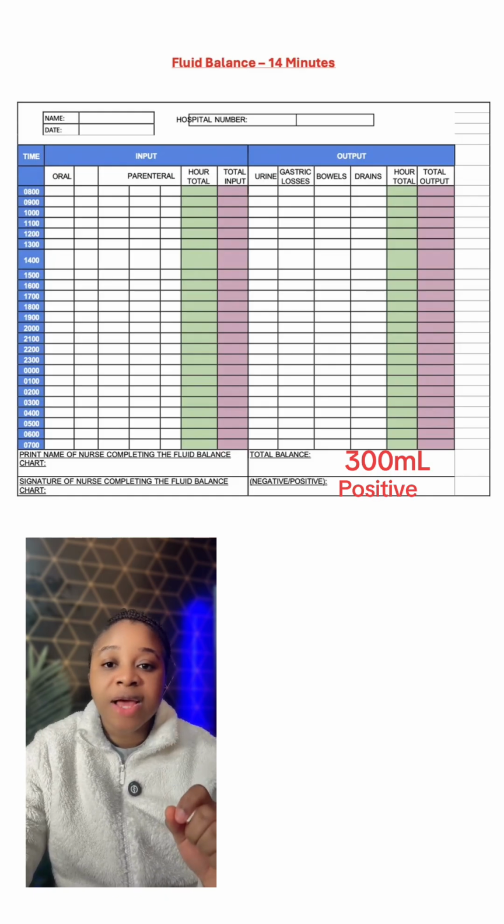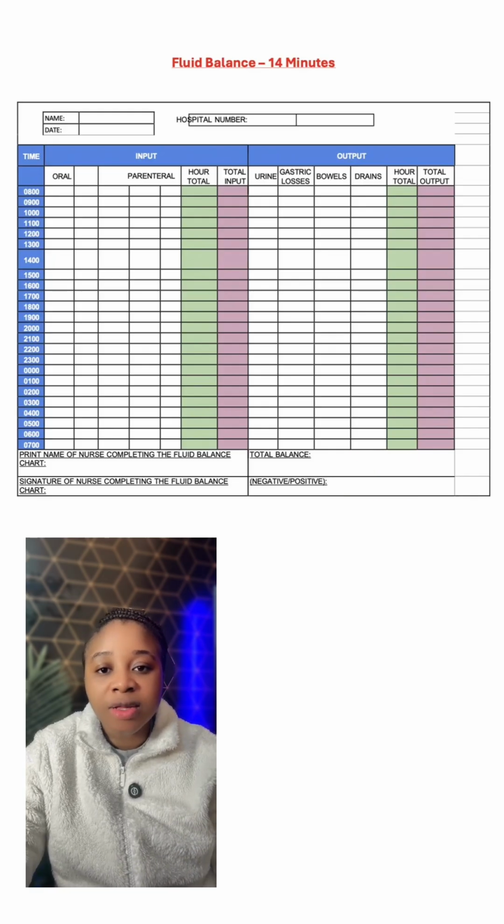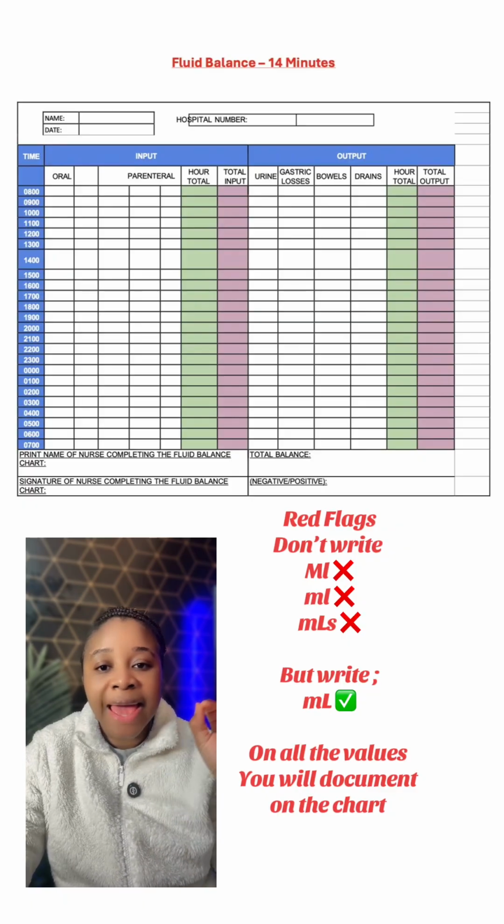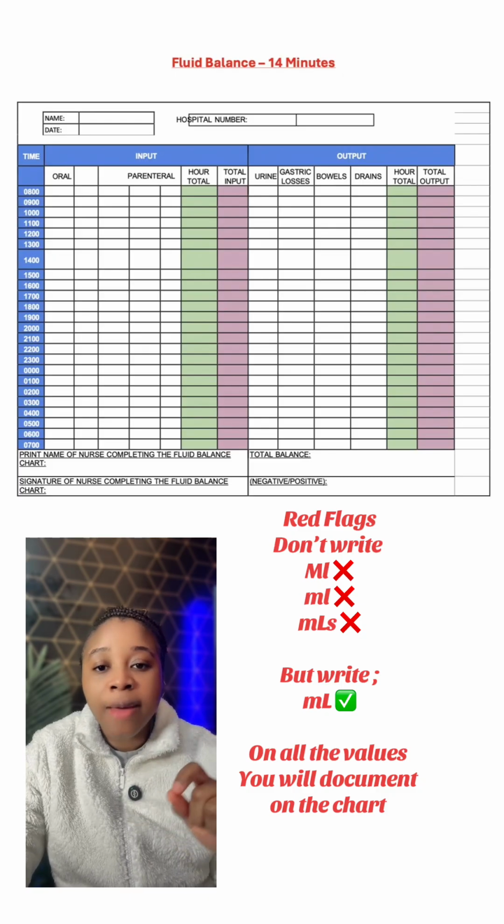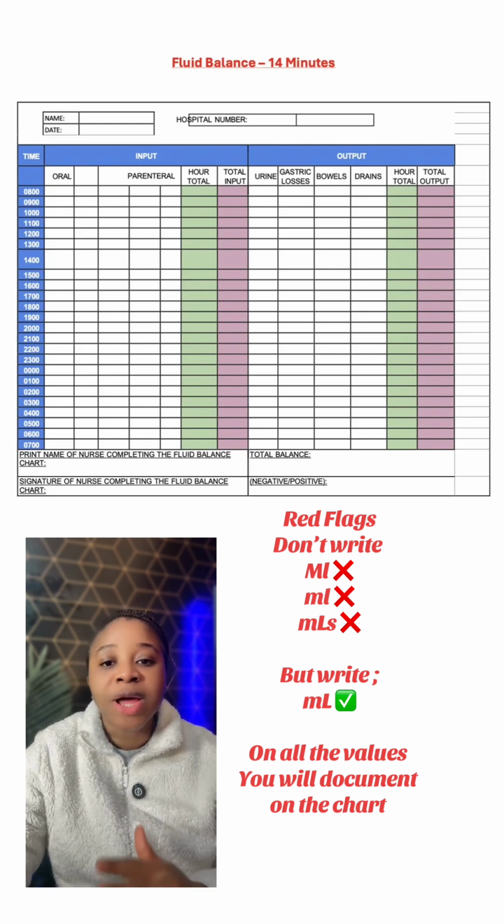There are a few red flags in this station. If you forget to write mL for each of these documentations on the scenario, that is a fail. So if you write L in this form, you are likely to fail. But if you write the small m and the capital L as part of your documentation for each parameter, that will be your plus. For the total balance, you are not supposed to write the formula.